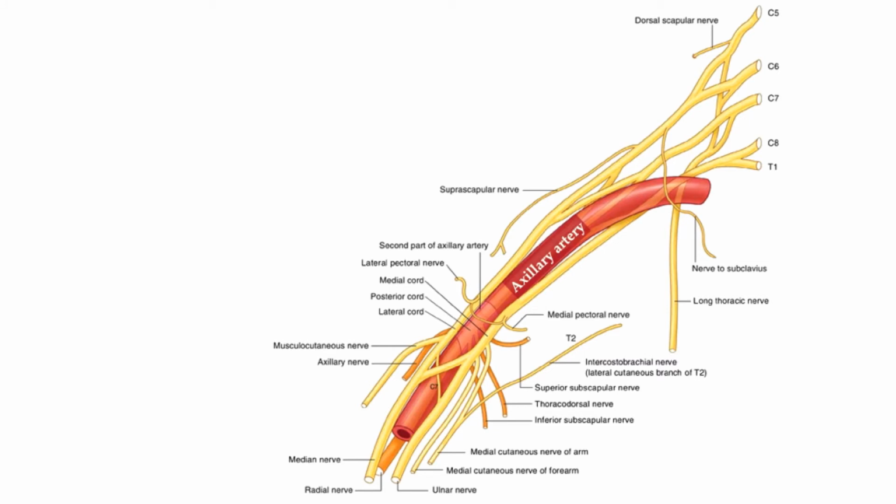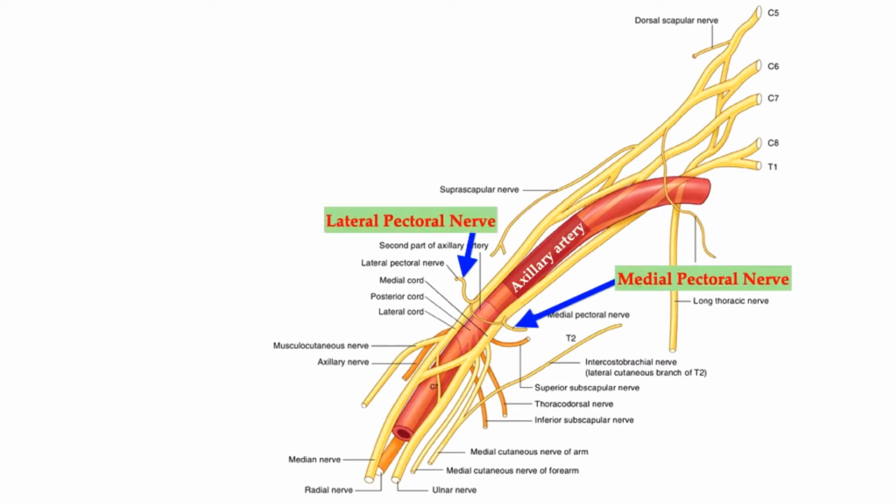This illustration is to show you the communicating loop between the medial pectoral nerve and the lateral pectoral nerve. So, this is the medial pectoral nerve and this is the lateral pectoral nerve. There is a communicating branch in between the two.